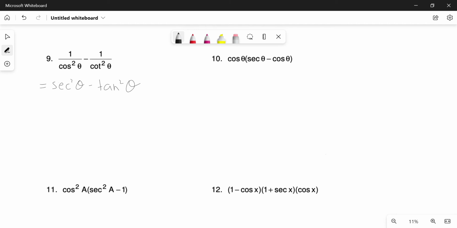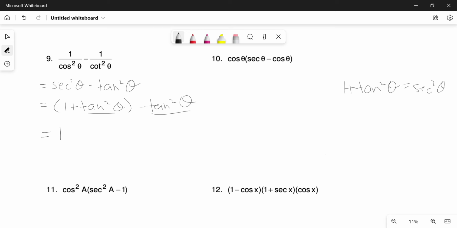And remember the identity, 1 plus tan squared theta is sec squared theta. So I'm going to change sec squared theta to 1 plus tan squared theta. I'm subtracting that tan squared theta. So these two, tan squared theta minus tan squared theta, cancel and I'm just left with 1. All right, let's look at number 10.